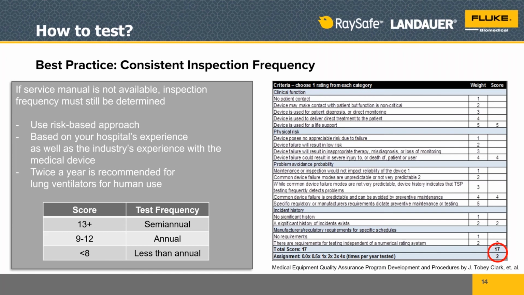Now, when we did this in our exercise, we came up with 17, which puts us in the semi-annual or twice a year category. But each hospital should do this independently to figure out what's the right periodicity for testing in my hospital on this ventilator. And this is one of the ways that you can do that in a quantitative way. Yeah, this is more of a very quantitative approach to it.